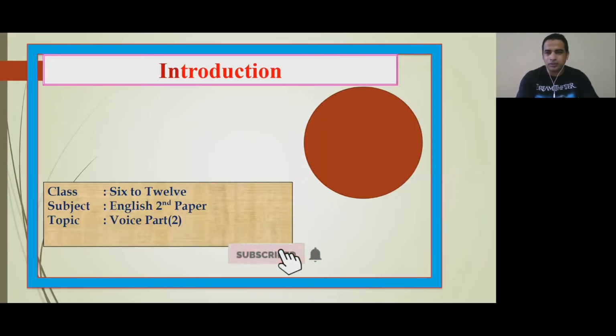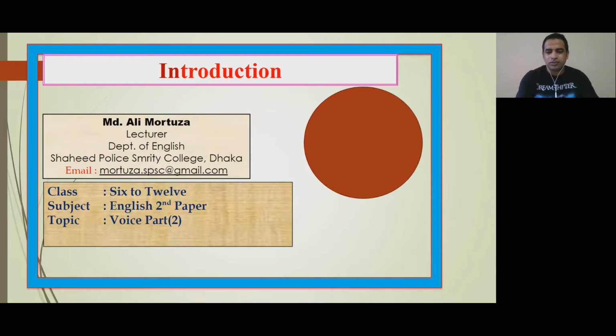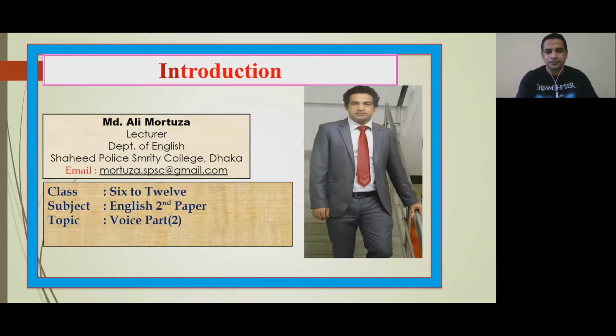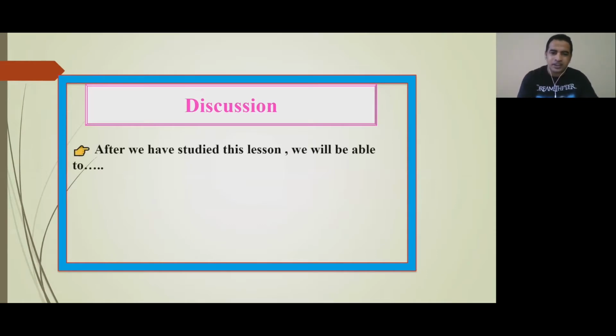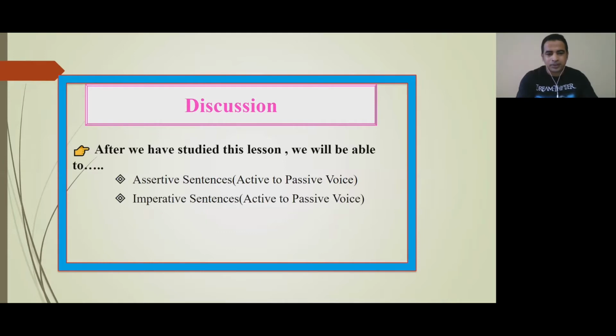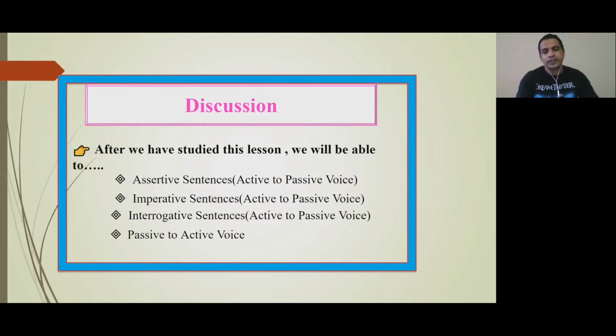First of all, the class is for classes 6 to 12, in the second paper. Of course, the topic is voice part 2, because I have given you the voice part 1 lecture already. Today, after we have studied this lesson, we will be able to learn assertive sentences from active to passive voice, imperative sentences from active to passive voice, interrogative sentences from active to passive voice, and finally passive to active voice.